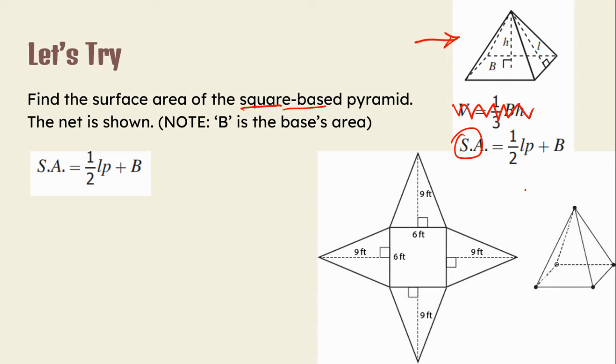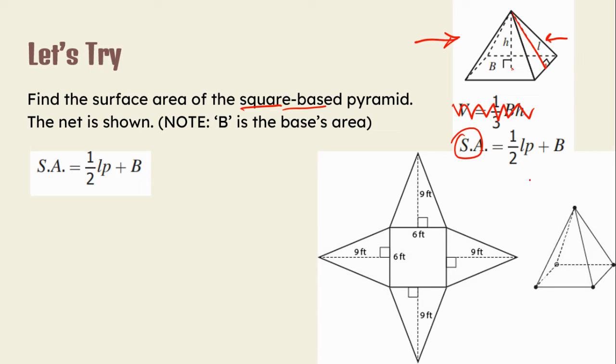So L, like we said in the last one, L means the slant height. Look at the picture of the pyramid. You see how the slant height is on the side? It's not going from the center of the base to the top. It's going from the side to the top. So that's your slant height.